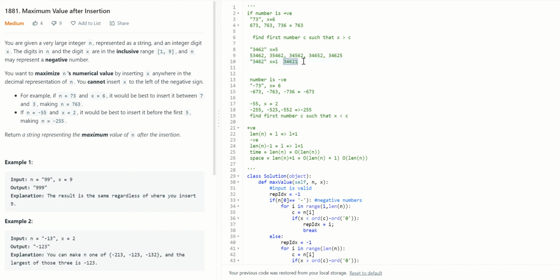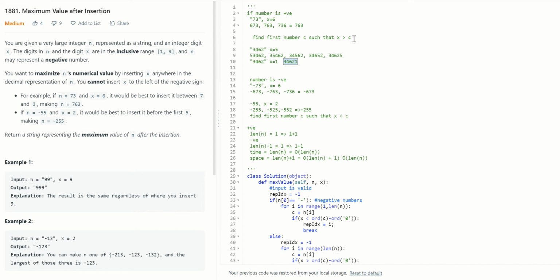We got 3, 4, 6, 2, 1. Obviously that will be the maximum number after insertion. So that's a special case. Everything else is fine. So there are two cases. One is x is greater than c, right? So you will be inserting at the replacement index, but otherwise you will insert at the end. So this is for the positive numbers case.